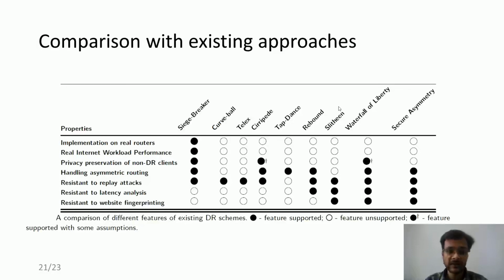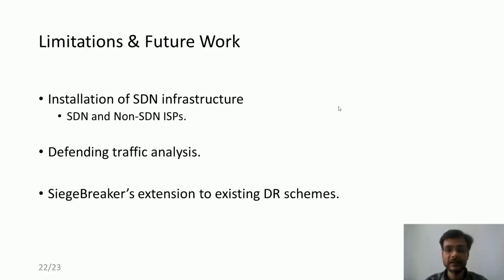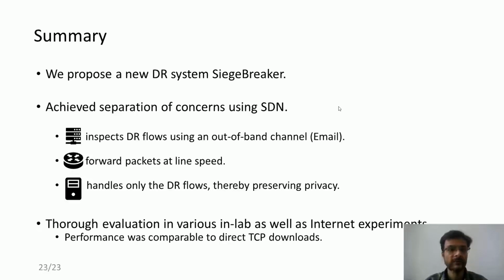There are some salient features of SiegeBreaker. We tested it for a varied workload, which includes not only websites or web pages, but also downloading a 1 GB file. Similarly, we used real routers to implement our prototype, and we were able to provide privacy for non-DR clients. We handled asymmetric routing and so on. However, there are some limitations: we are not able to defend against traffic analysis, and this is an important part of future work. So is testing SiegeBreaker in a real ISP and extending it to other decoy routing schemes.